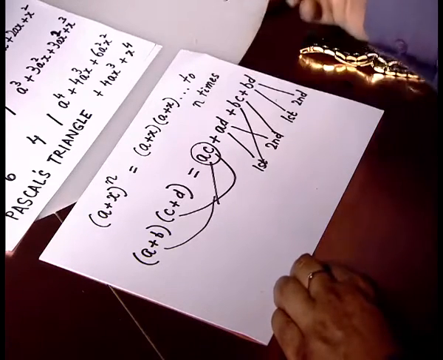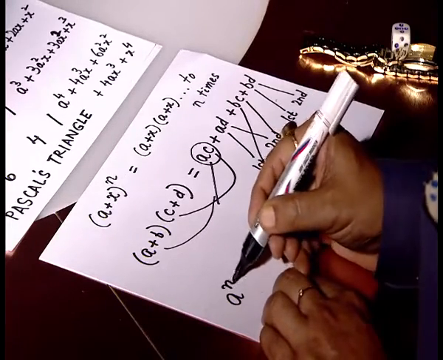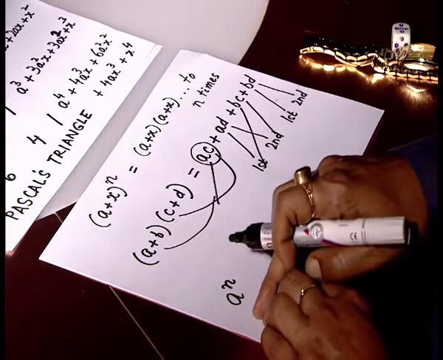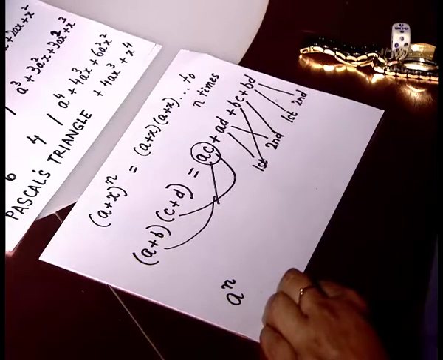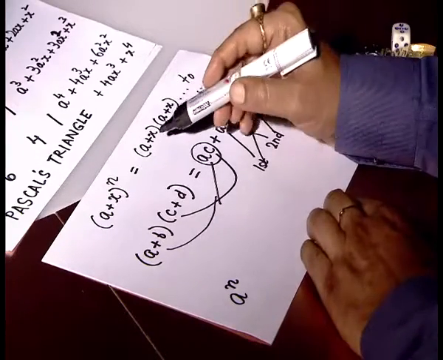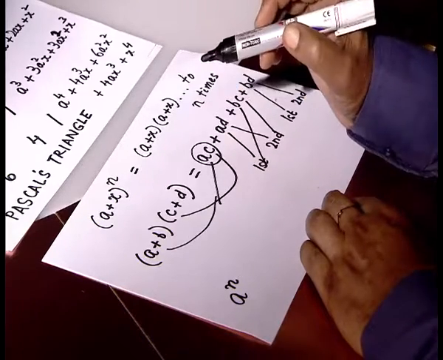Now, if each bracket contributes a, the term would be a to the power of n. And how many such terms? That would be the coefficient of a to the power of n. Now, in order to count how many such terms, the theory of combination comes into play. There are n number of a's, n number of x.